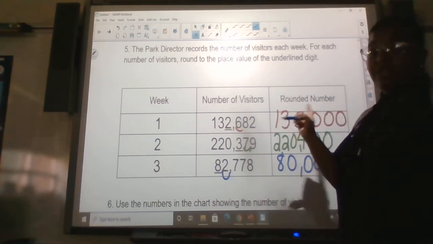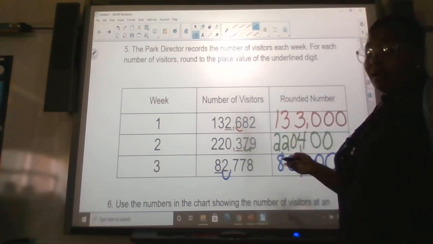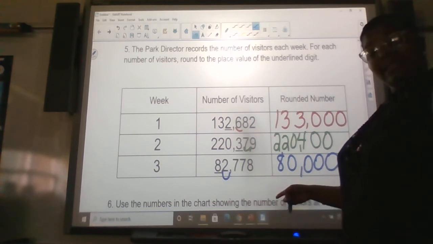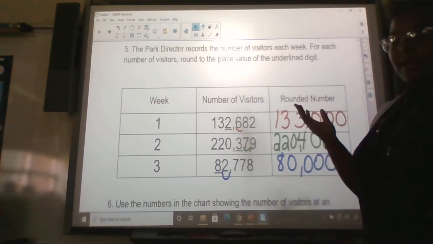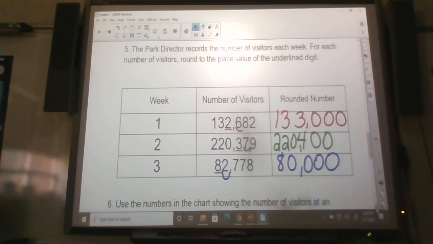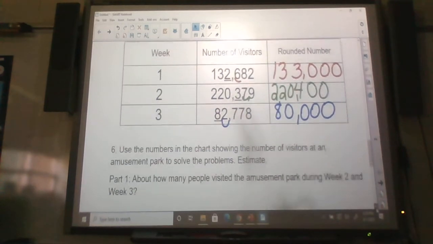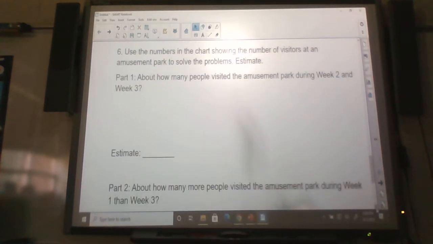Now, you are going to use this same chart to complete number 6. So let's go. It's okay to scroll back up. It says use the numbers in the chart showing the number of visitors to an amusement park to solve the problems. It wants you to estimate, boys and girls.